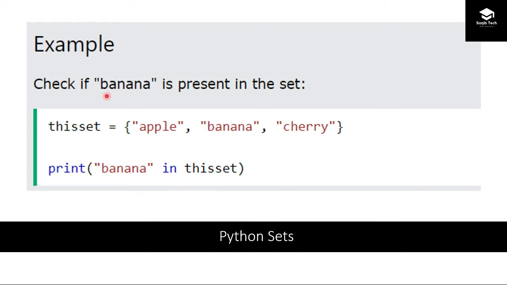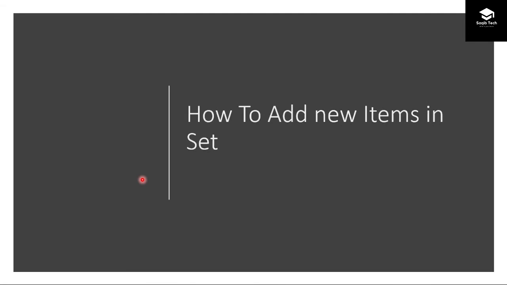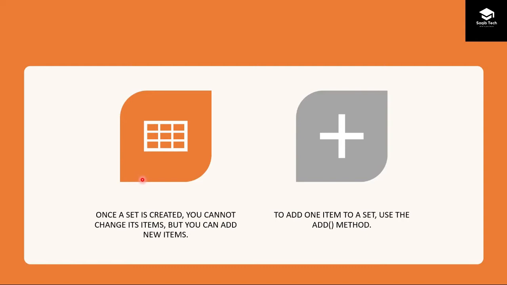If I want to check whether a particular atom is present in the set, I will write print banana in this set. It means that if banana is present inside that set, it will print true, otherwise it will print false. Similarly, there is a not in operator. So how do we add an atom to a set?